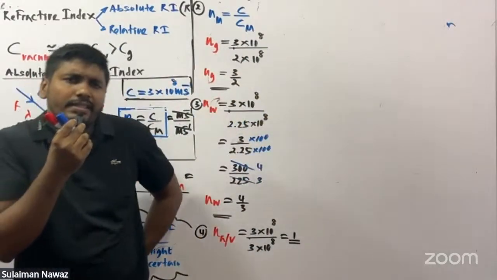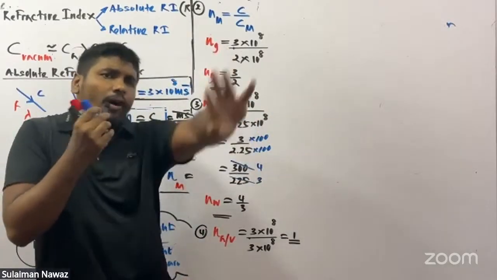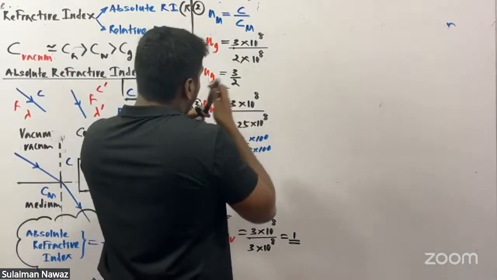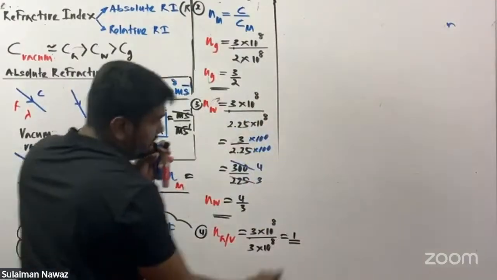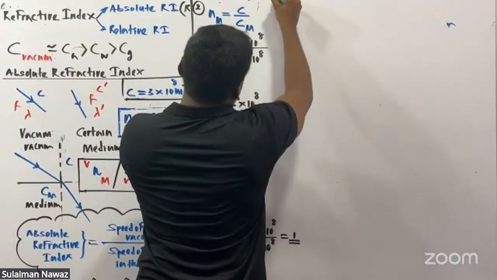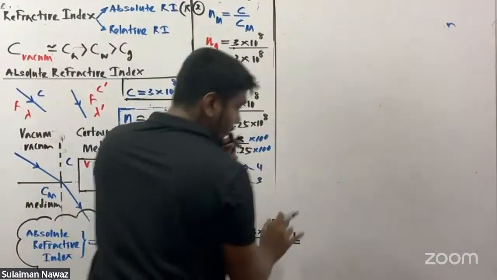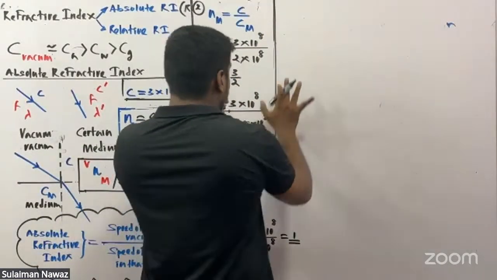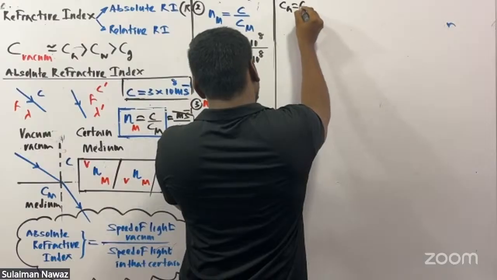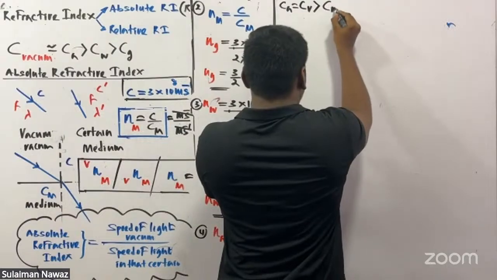Then compare the absolute refractive index of air, glass, and water. What do you notice? Look at the similarity we noticed here. We'll take the break. So when you compare the speed of light in air and in vacuum, they are the same and largest. Then water and glass.